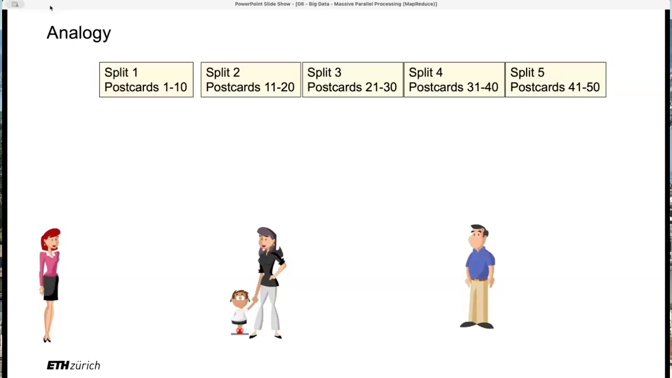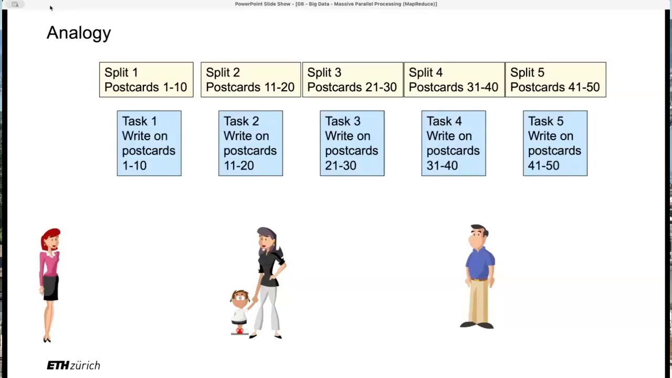So first, these people know about batch processing, and that if they do it postcard by postcard, it's not very efficient. So they are going to batch the postcards in piles of 10 postcards. So they already prepared the 5 piles of 10 postcards each. And every one of these piles is called a split. And every split is associated with a task. A task is a to-do, right?